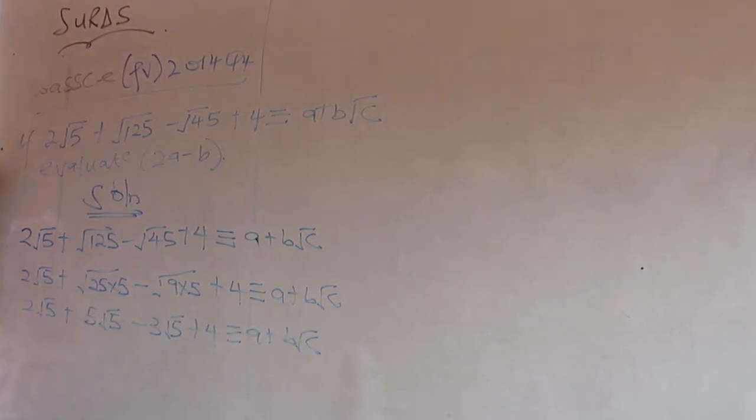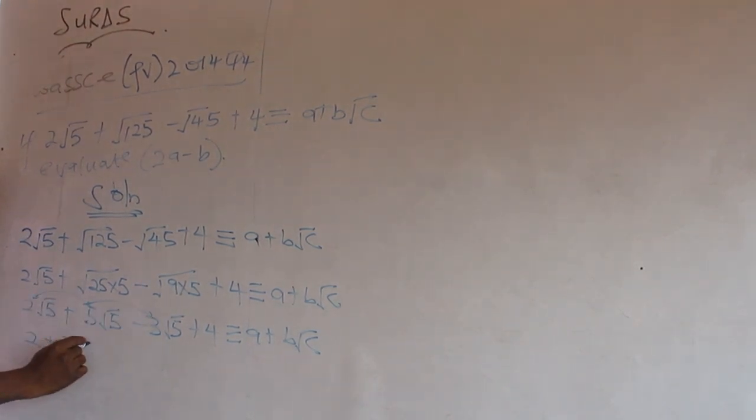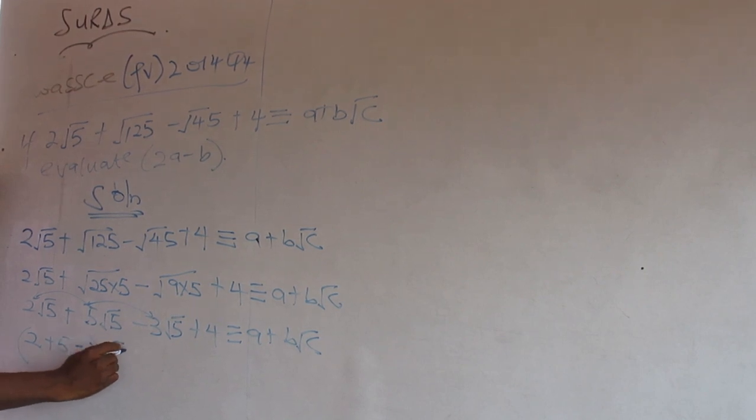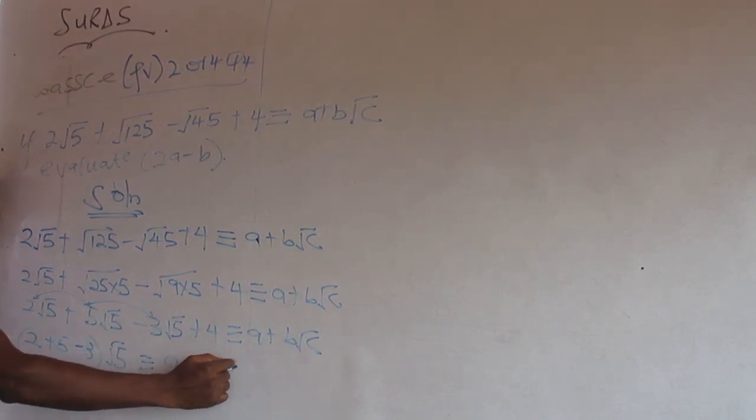Now all these cells are compatible. So I have 2 plus 5 minus 3. So 2 plus 5, they are compatible cells. Are you okay? Minus 3. And I factor just this, okay? A plus B root what? C.